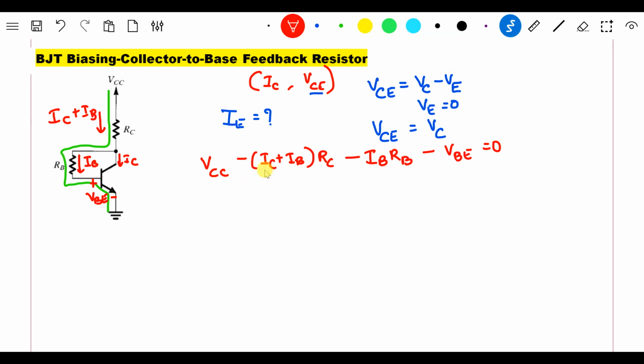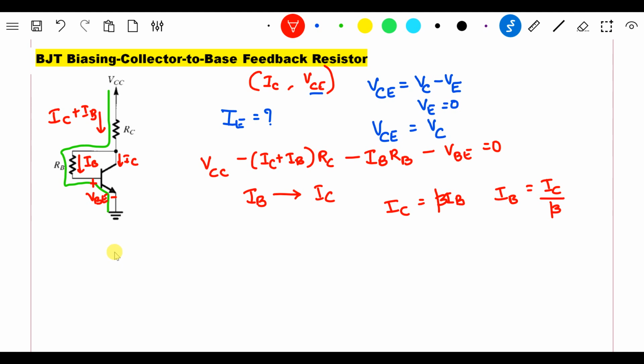I see. So I need to get IC. So now what I need to do is convert this IB in terms of IC. We know that IC equals beta times IB. So therefore, I can easily say that IB is equal to IC by beta. So you substitute IB in terms of IC by beta.